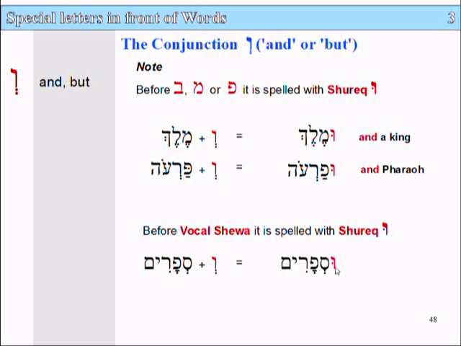And when we add the vav to it, it becomes usafarim, and books. So the vav becomes an u sound when we put it in front of the noun. When it's in front of a bait, a mem, or a pay, it becomes an u sound, a shurek. But it also becomes a shurek if it's in front of a letter that starts with a vocal shiva. So sefarim becomes usefarim. Books becomes and books.